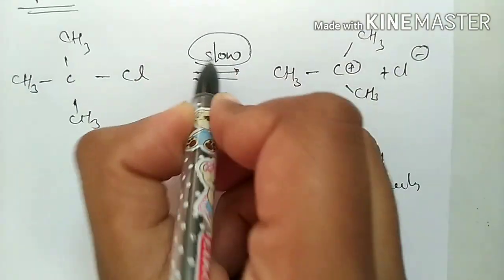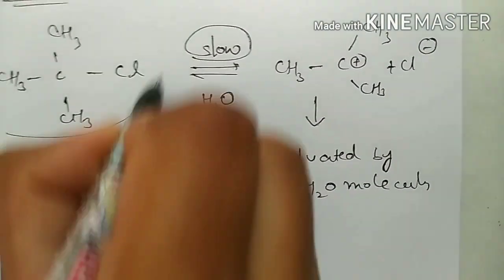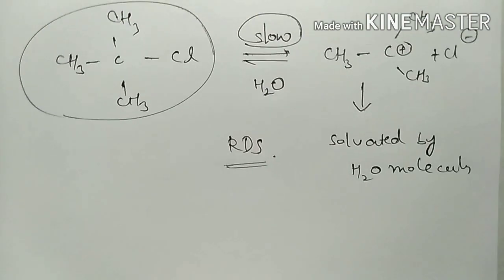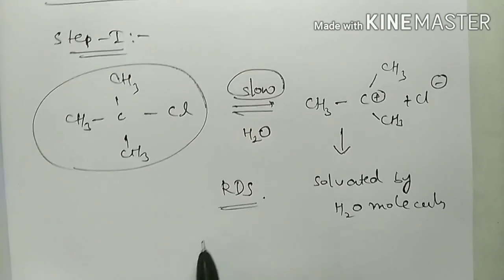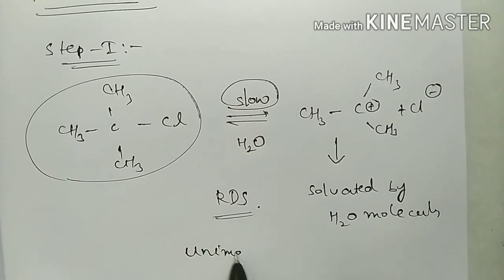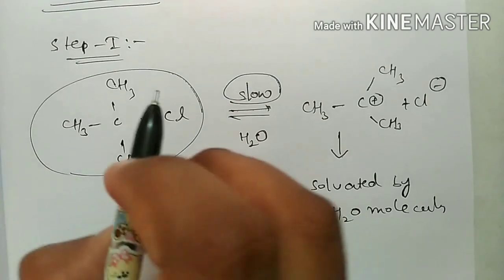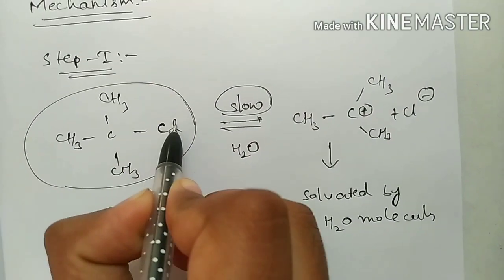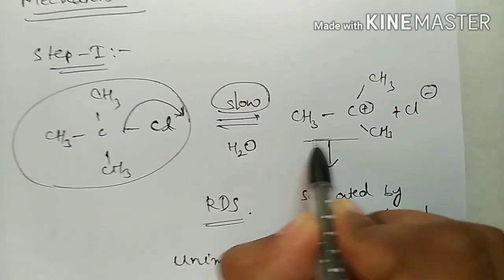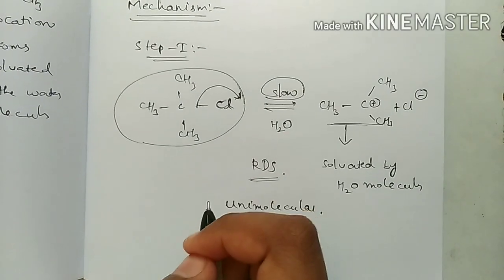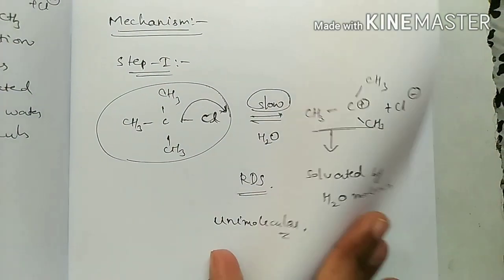This is the slow step and the rate determining step, and hence there is only one molecule getting involved in this rate determining step. The SN1 reaction is known as a unimolecular reaction. In this step, actually the chlorine atom takes away an electron pair, giving rise to a carbocation. So the rate of the reaction depends on the stability of the carbocation formed in this step.